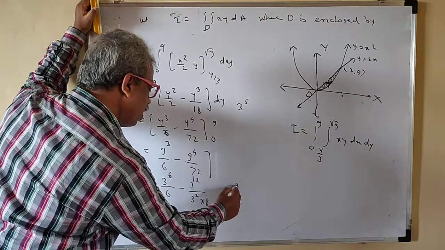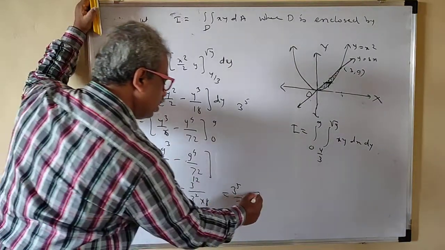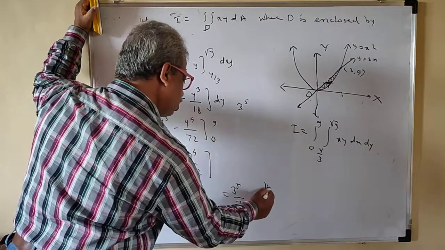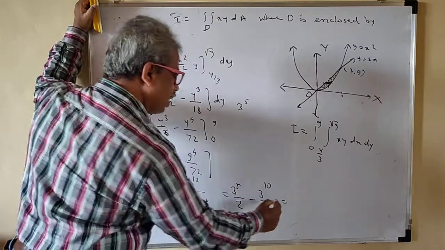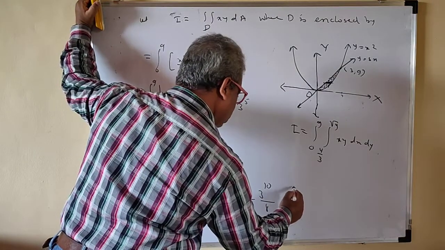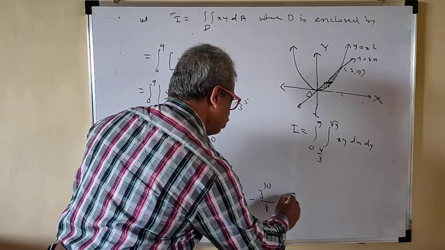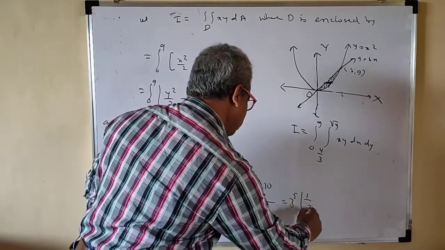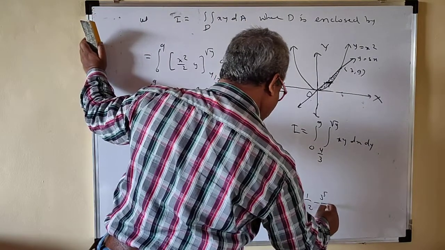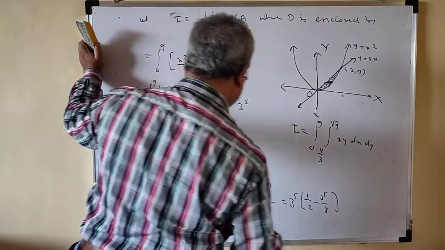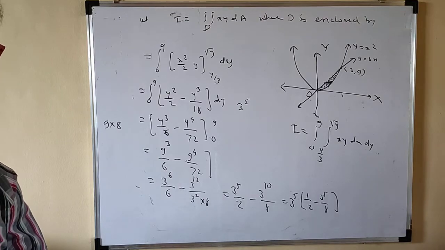So this will be 3 to the power 5 upon 2, minus this is 3 to the power 10 upon 8. So I can take 3 to the power 5 common. So what do we get then? 3 raised to 5 common, so this is 1 by 2 minus 3 to the power 5 upon 8.